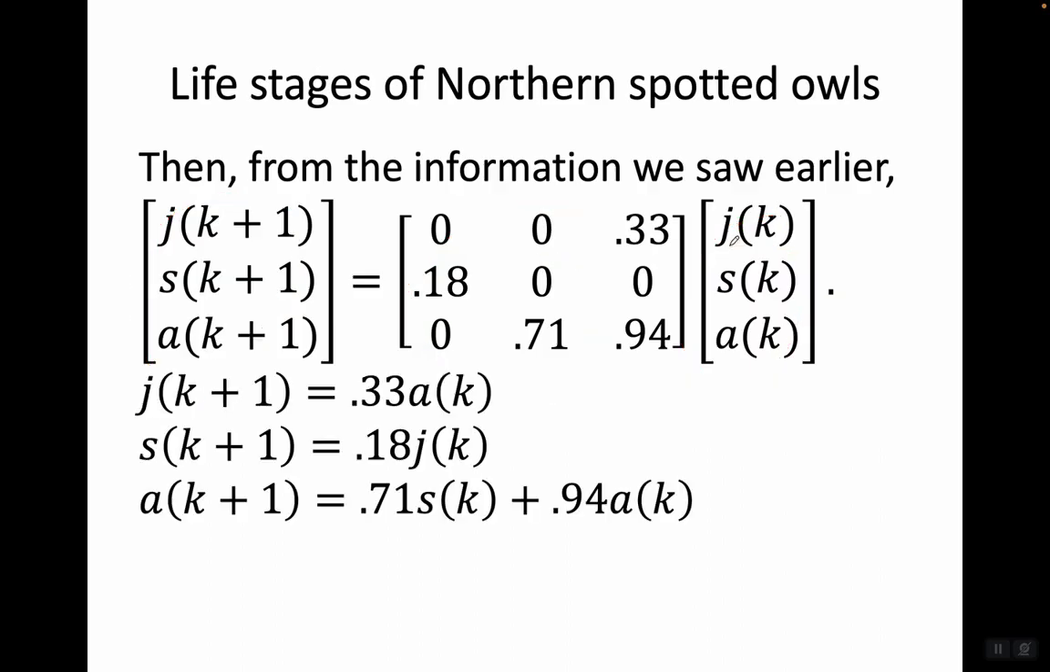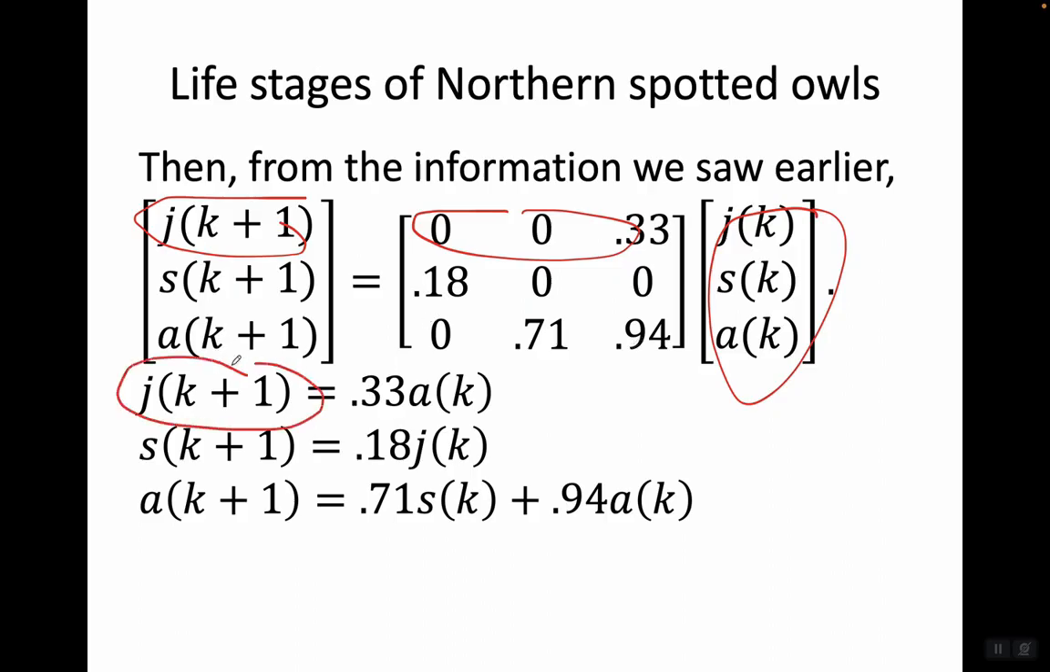Why is that? Notice, J of k plus 1 is going to equal this times this, the dot product of those two. So it's going to equal 0 times J of k, 0 times S of k, plus 0.33 A of k. In other words, the number of juveniles you have in year k plus 1 is going to be 0.33 times the number of adults you had in the previous year, year k. That's because, as we saw earlier, each adult female produces 0.33 juvenile females.